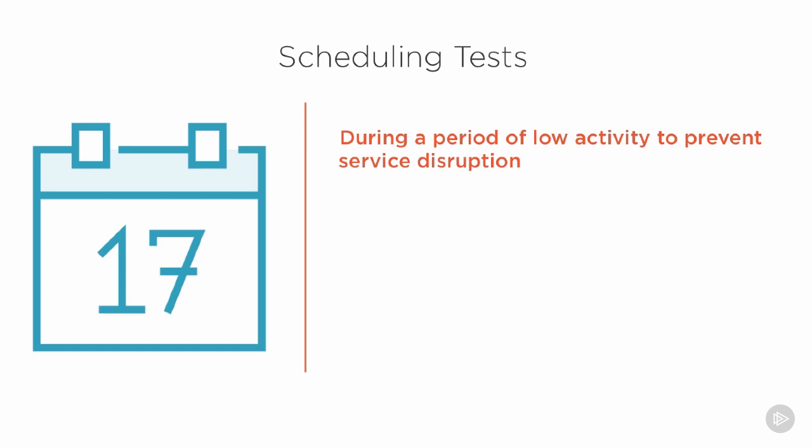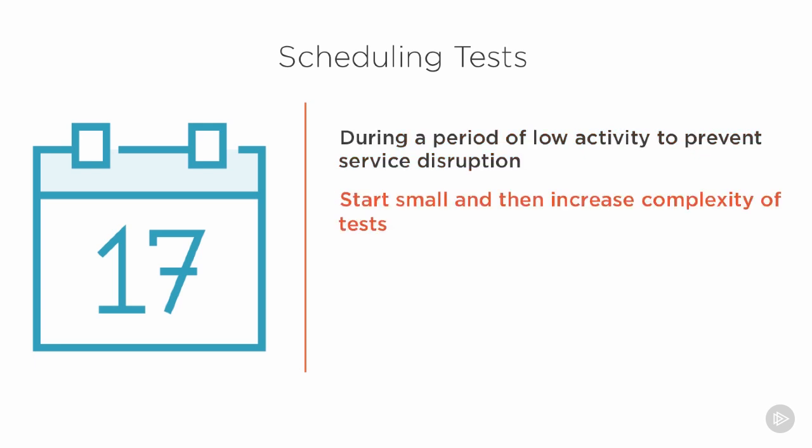However, we want to do the tests at a time that is going to have a minimal impact on business. Try to schedule the test during a period of low activity so we can prevent some type of service disruption. It's also very often difficult to get a business continuity plan right the first time. It often needs a whole series of improvements and enhancements to the plan before it really is robust and can be effective in a crisis.